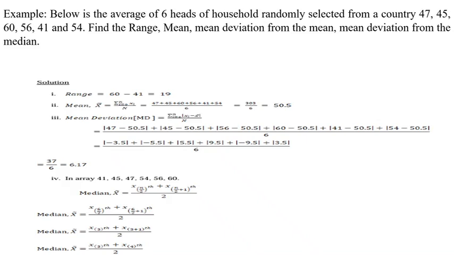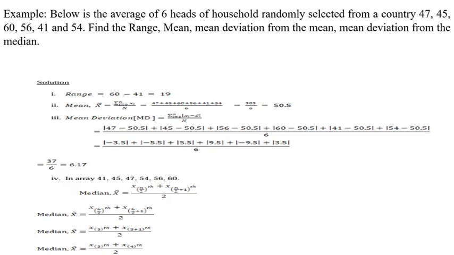Also, when we are calculating the mean deviation from the median, I told us earlier that whenever we are dealing with the median, we first of all have to arrange the data from the lowest to the highest. So in array, we have 41, 45, 47, 54, 56, and 60. I told us last time that we have a median for odd and a median for even. So here, the number of observations given is 6, which is an even number. So we use the formula for the median for even.